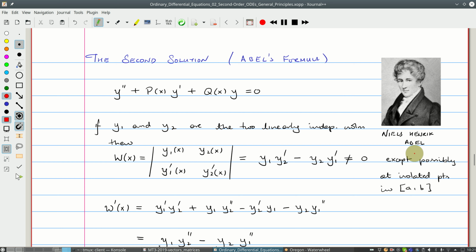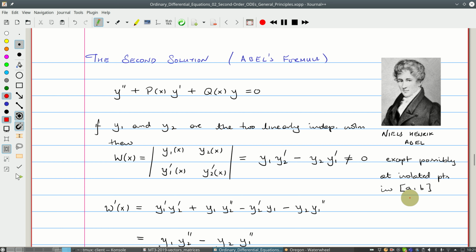This is Niels Henrik Abel, who has done quite a lot in maths, and this is one of his results. So now we are dealing with the same kind of second order ODE, y double prime plus p of x y prime plus q of x y is equal to 0. And let's assume that we have 2 linearly independent solutions, y1 and y2. So we know that the Wronskian, with y1 and y2 in the first row and y1 prime and y2 prime in the second row, is equal to y1 y2 prime minus y2 y1 prime. We know that this Wronskian is not equal to 0 except possibly at isolated points.